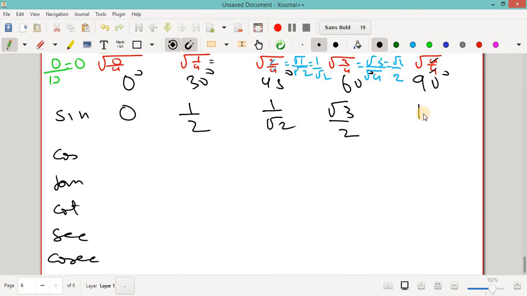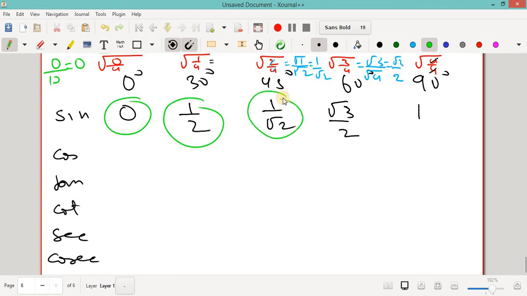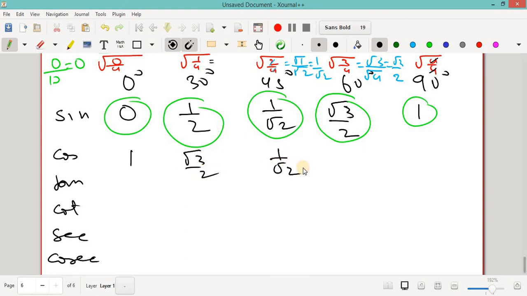So this is sine 0, which you can easily see is 0. Sine 30 is 1 by 2, sine 45 is 1 by root 2, sine 60 is root 3 by 2, and sine 90 is 1. Now for finding cos theta, you just write from this side, that is 1, then this will be 1, this will be root 3 by 2, this will be the same, the sine 45 value is the same as cos 45, again 1 by 2, again 0.